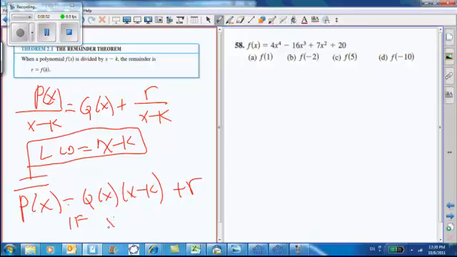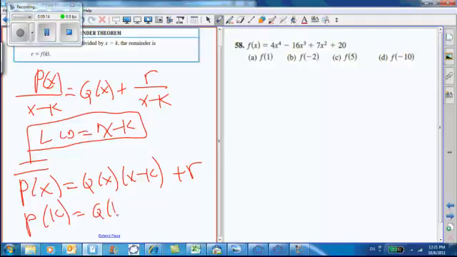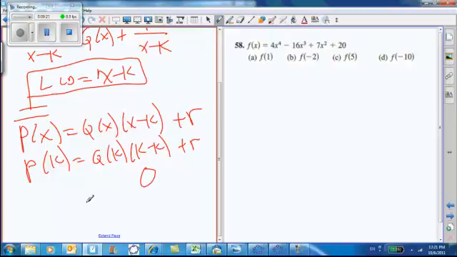If x equals k, now let's look at what p of k is. P of k is q of k times k minus k plus r. I just put k in wherever there's an x. Well, this is 0, so we just get p of k equals r. So the remainder is equal to the value of the function at that point.